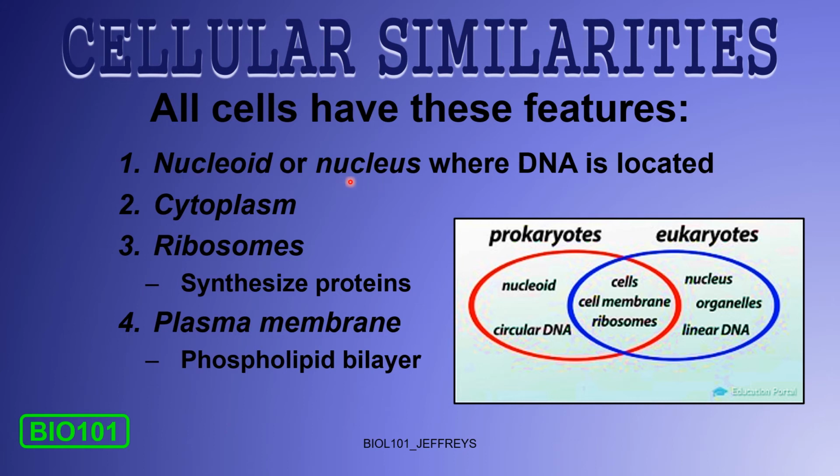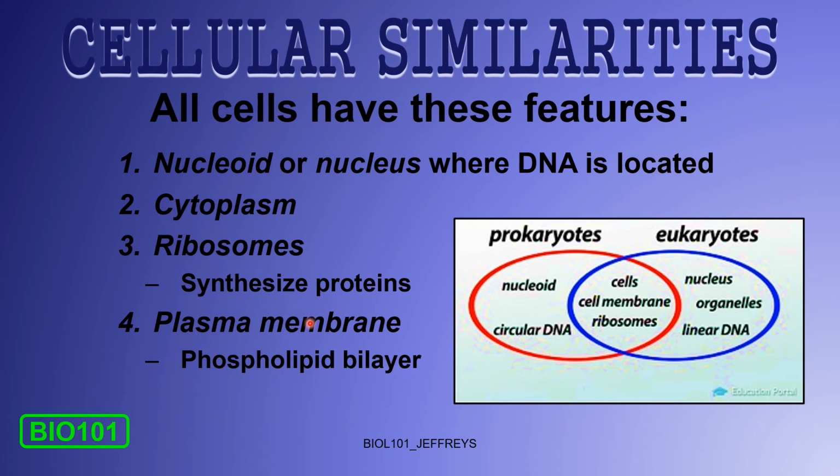So all cells have a nucleoid or nucleus where DNA is located. Prokaryotic cells do not have a nucleus, but they do have a nucleoid, a central area where genetic material is located. All cells have a cytoplasm, that's the liquid portion that you find bound by the cell membrane. All cells have ribosomes, which synthesize proteins. Some cells more than others, but all cells have ribosomes.